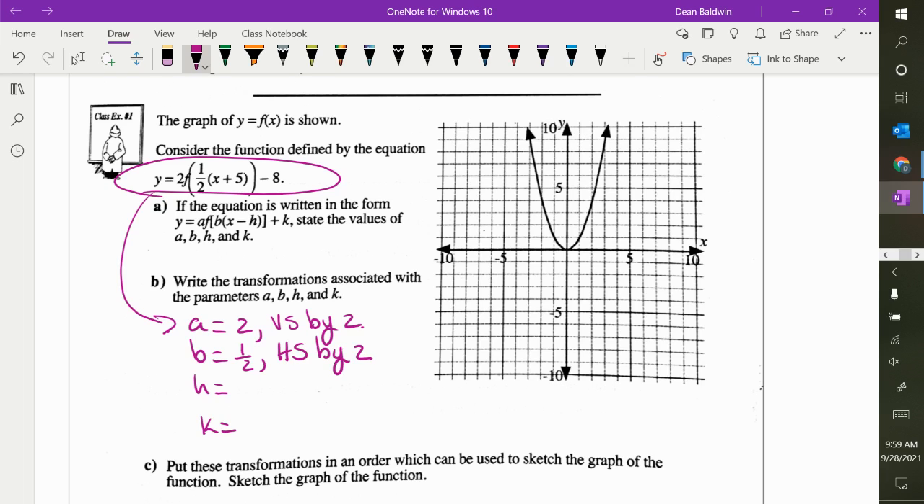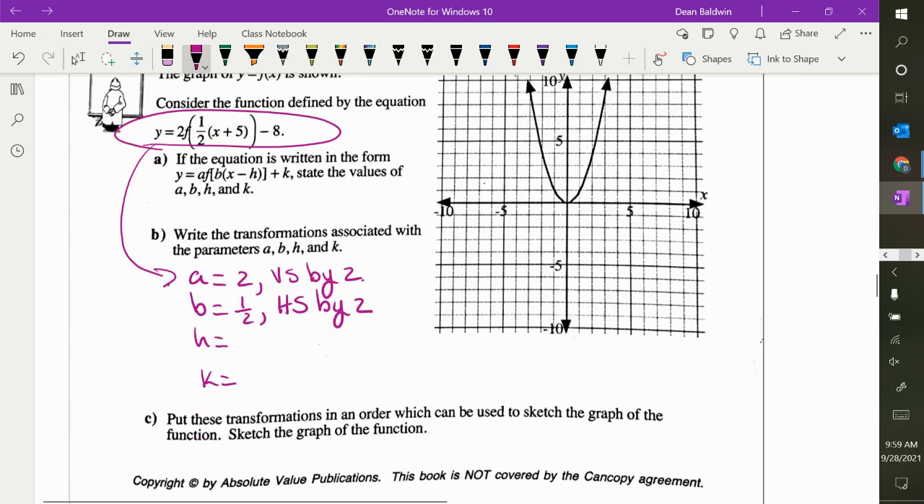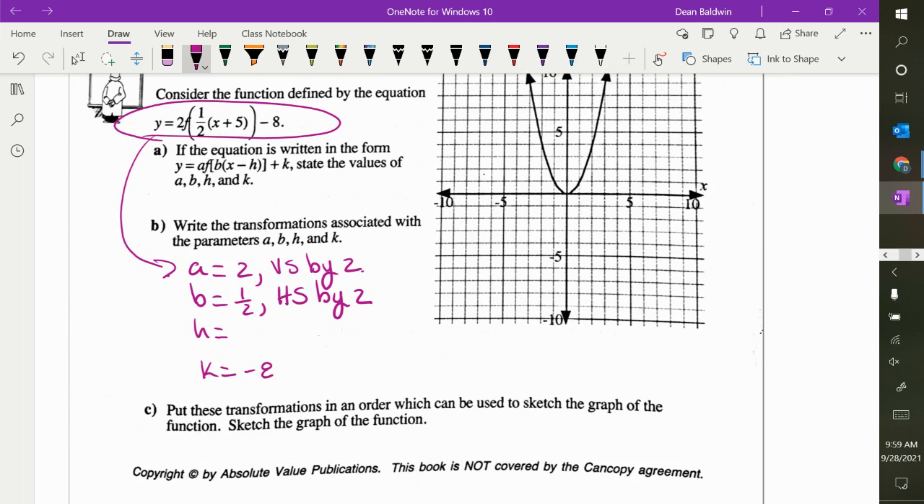Okay. What's K? We'll do K and then we'll do H. What's K? Which means we did what? 8 units down. Yeah. So K is -8, which means we went 8 down. All right. What's H? -5, right? It's what makes the inside of the brackets negative. So it's -5, which means we went 5 units left.